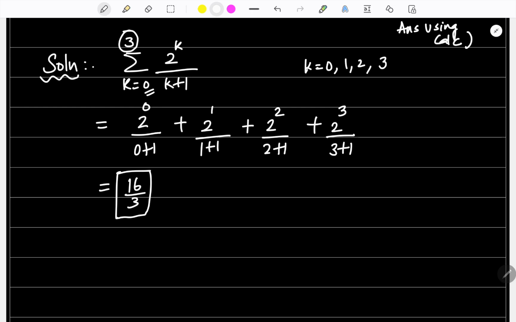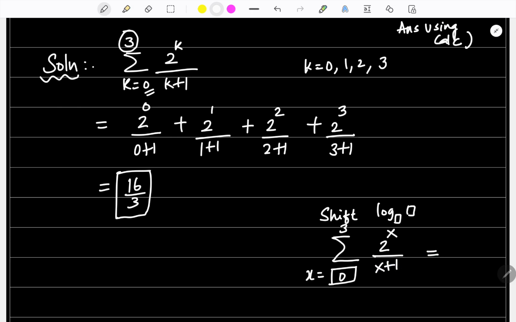You can also check in the calculator. How, teacher? Open your calculator, press shift and then LOG. When you press this one, you will get x equals, and you put 0 here and you put 3 here and you type 2 power x divided by x plus 1 and then press equal. You will get the answer 16 over 3. I'll show it to you.